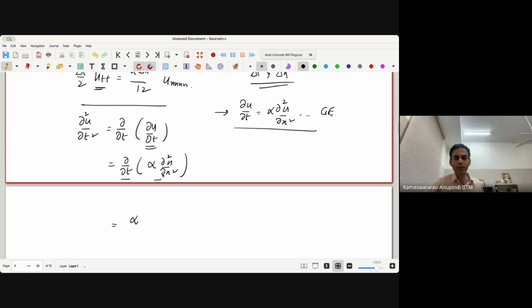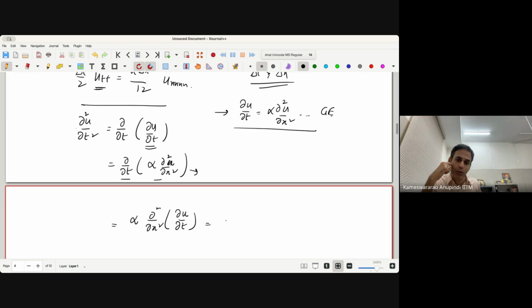Similarly, assuming that the time derivative and the space derivatives commute, right? That means I can do the time derivative of the space derivative, or the space derivative of the time derivative. If I can exchange this, then I can write this as alpha times dou square by dou x square of dou u by dou t, right? If the space and time are independent, then I can exchange the order of differentiation, dou by dou t of dou square u by dou x square as dou square by dou x square of dou u by dou t.